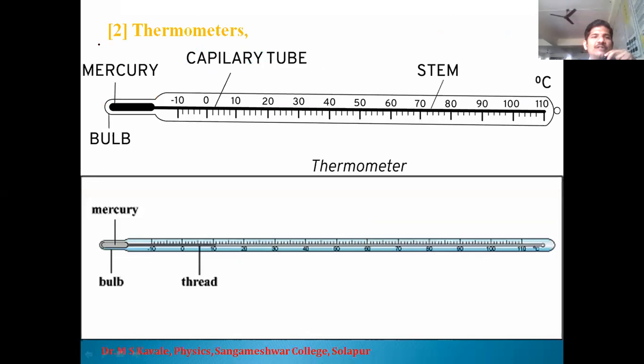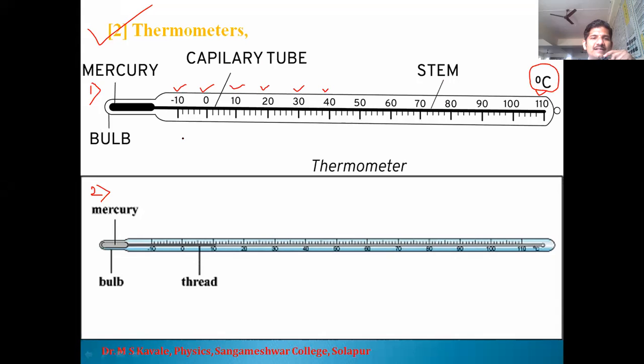Now we know thermometer, we have measured temperature of room or any object with the help of thermometer. So this is diagram number 1 and another one is diagram number 2. Here glass bulb is there, and inside the glass bulb mercury is filled. Then we have capillary tube above it, then stem, and the impressions of -10, 0, 10, 20, 30, 40, and so on up to 110 degrees Celsius.